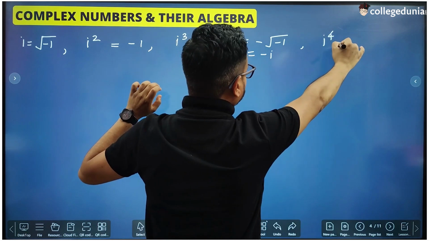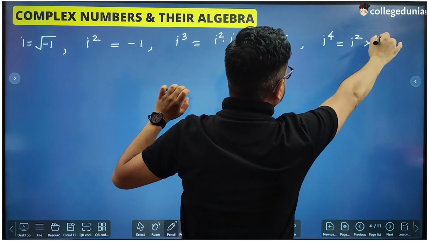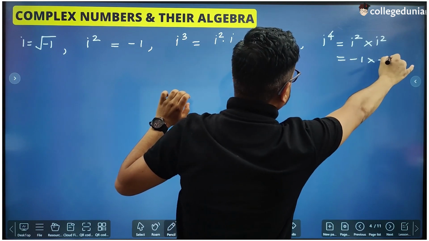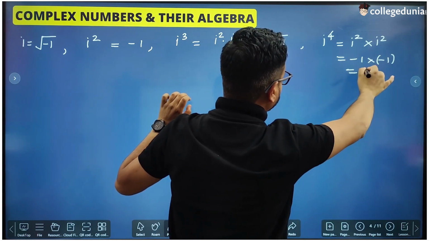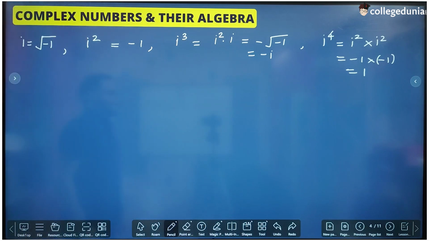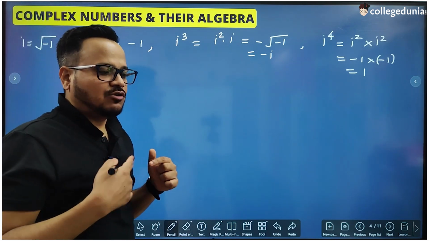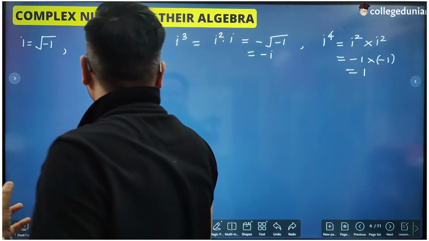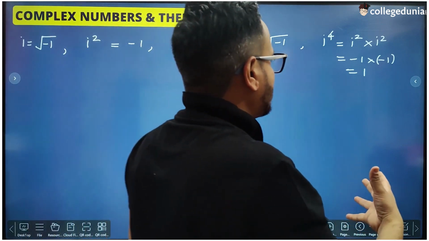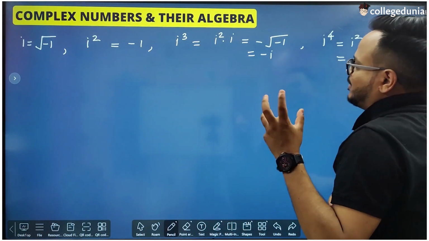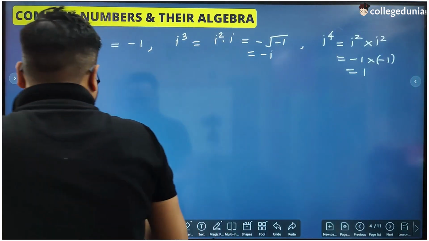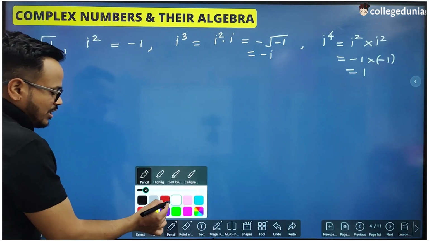The value of i raised to power 4 can be written as i square into i square, and the value of i square is minus 1, then again one more minus 1, then it is 1, right? And after that the values of the powers of i will get repeated, because after every 4 you are going to get 1, and if you multiply by 1 there will be no change. So at every multiple of 4 you are going to get this value as 1.